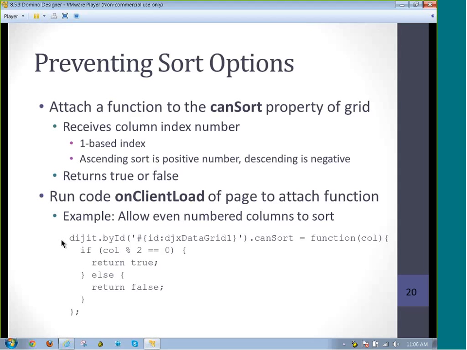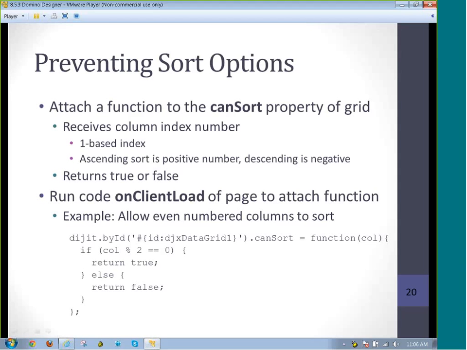And the other thing to understand is that whatever function you attach to the canSort property will receive one parameter, and that's going to be the column index. And basically, it'll be a positive number if it's asking for an ascending sort, or a negative number if it's asking for a descending sort.